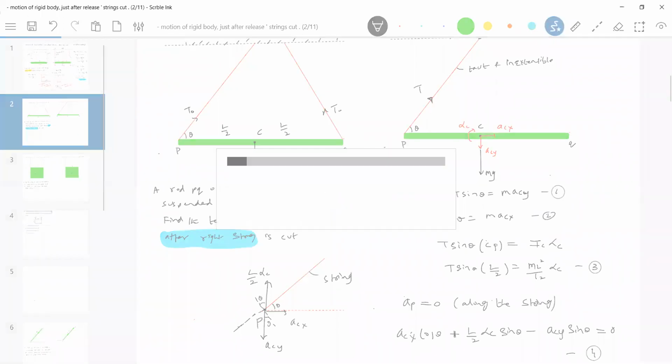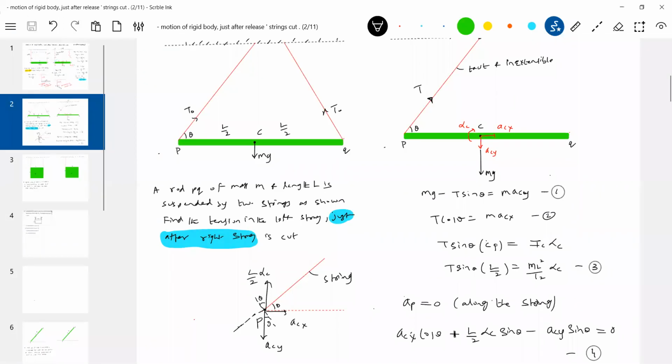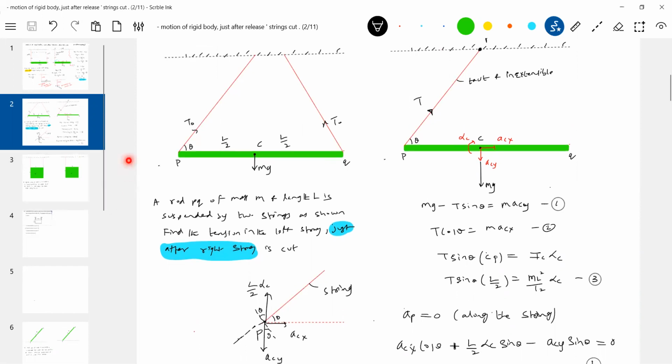So just after the string is cut, after some time what will happen to the rod? Where will the rod be? This is very important. So don't write equations. Generally, what will happen, tell me. After some time what will happen? Because of ACX, what will happen? The point P will move, no? It will move horizontally. How will the motion of point P be?